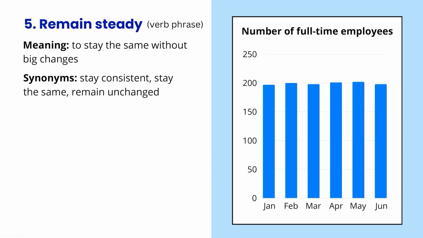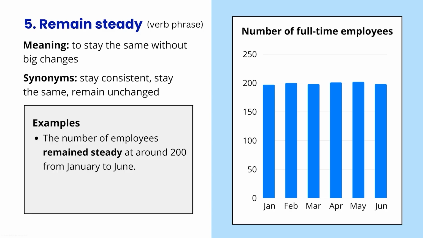So have a look at this chart right here. You can see that the numbers are almost the same every month, but there are very small changes. So for example, in January, it looks like the number's around 197, but in February, the number's 200. So they're very, very similar, but they're not exactly the same. So this is a great example of where we can use remain steady. And here is an example. The number of employees remained steady at around 200 from January to June. So sometimes the number was a little bit less than 200, and sometimes it was a little bit more.